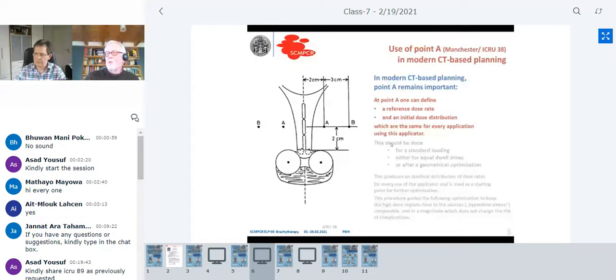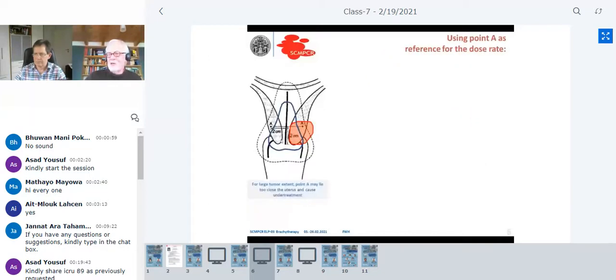Then you will have less dose rate out here, and you can define this on an initial dose distribution, which is the same for every application using this applicator. And you do this. I'll show this a little bit later once more, for standard loading of the applicator, and normally for equal dwell times or after a preliminary geometrical optimization. I will speak more about these topics in a few minutes.